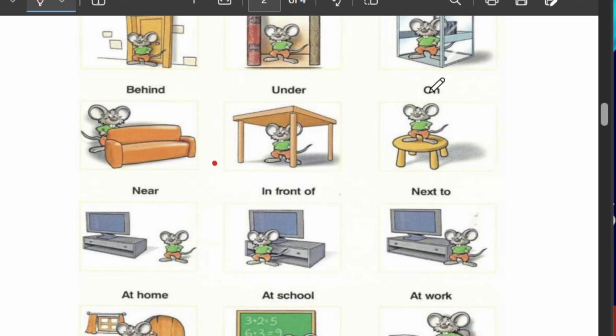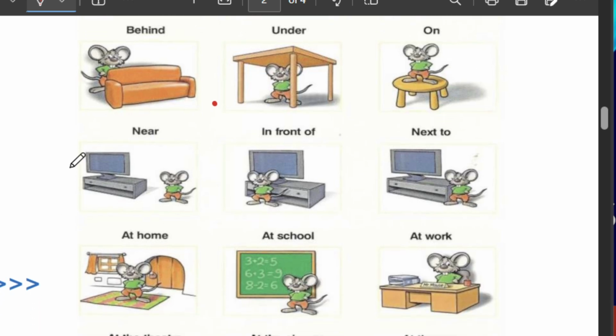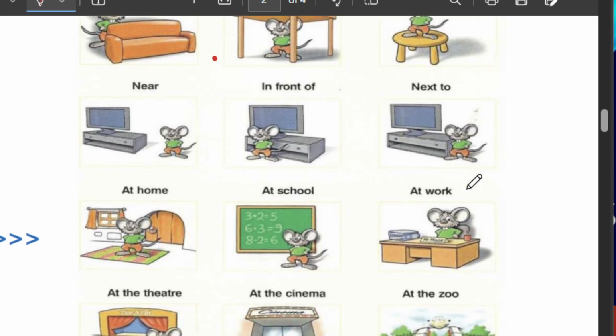Here, on the chair. It is near to the TV. This one is standing in front, so in front of the TV. Next to the TV. So you have to see the difference between near and next. Near, there is a space, it is near, but next, it is just next to the TV.